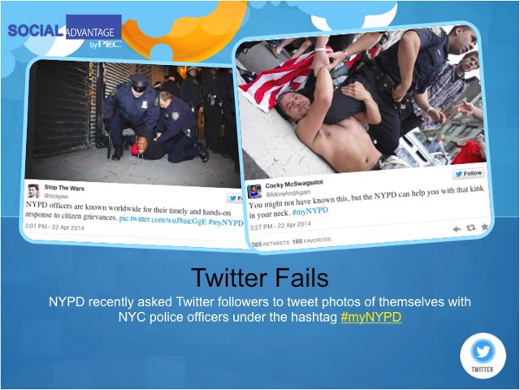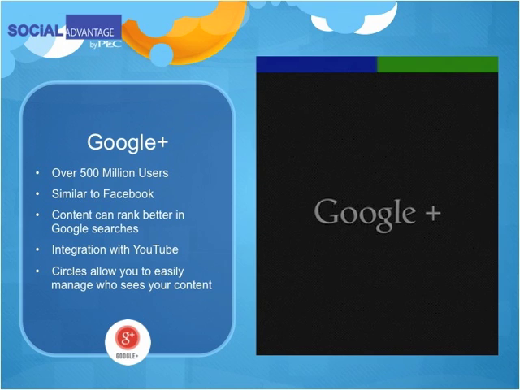So the benefit of Twitter is that your tweets have the potential to be seen by tens of thousands of people. The downside of Twitter is that your tweets have the potential to be seen by tens of thousands of people. Next up is Google+.